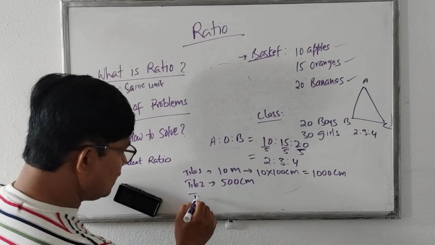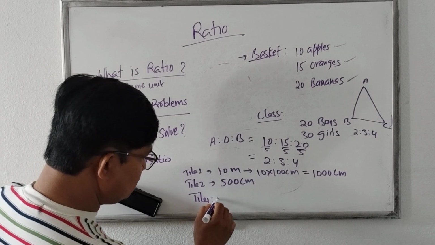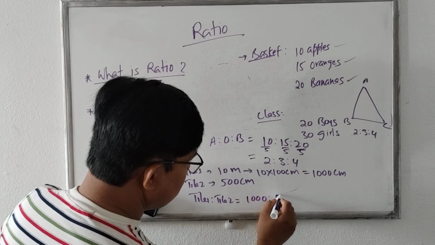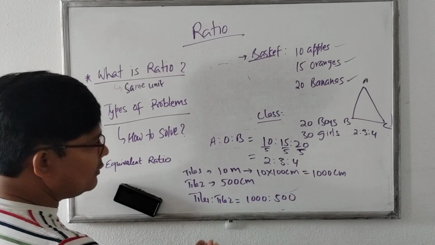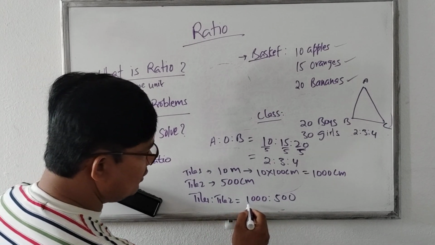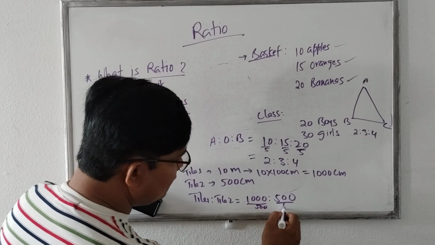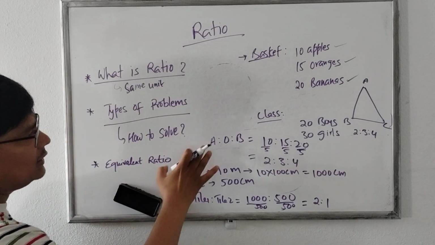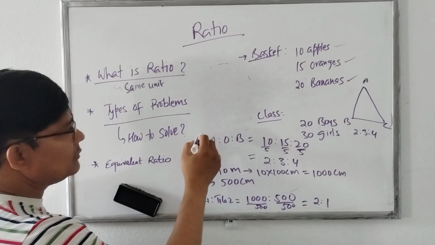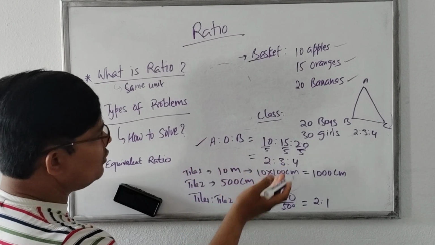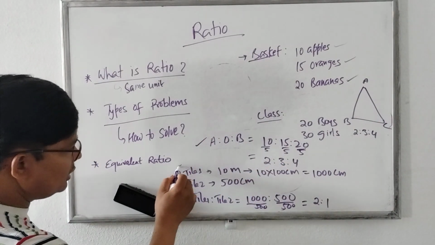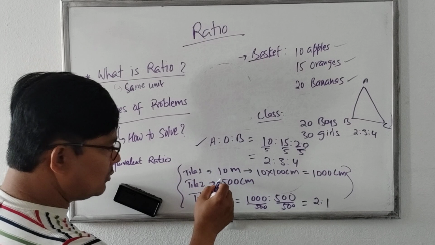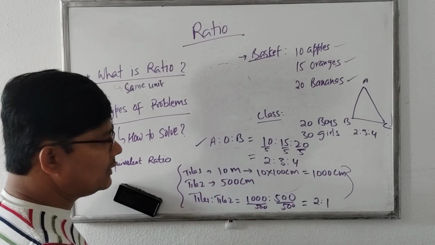Now you can say, okay, tile 1 ratio tile 2 is equal to 1000 ratio 500. Now, what is the common factor between 1000 and 500? It's 500. So I will divide by 500 so that I can find the simplified form, which is 2 ratio 1. So these are the basic examples. If you have quantities, then you don't have to convert into same unit. But if you have these kind of problems where units are different, make sure that you convert all items into same unit before finding the ratio.